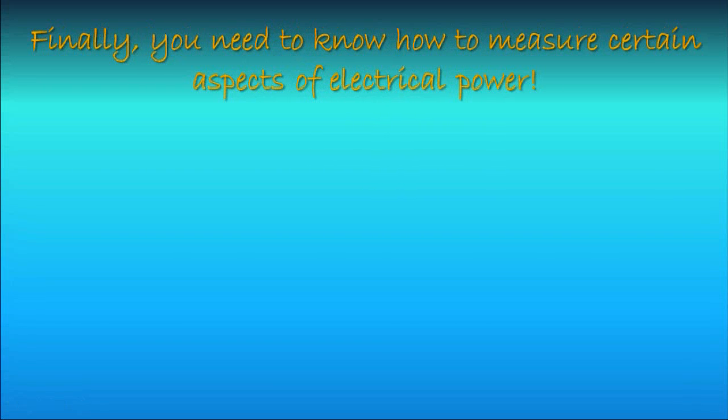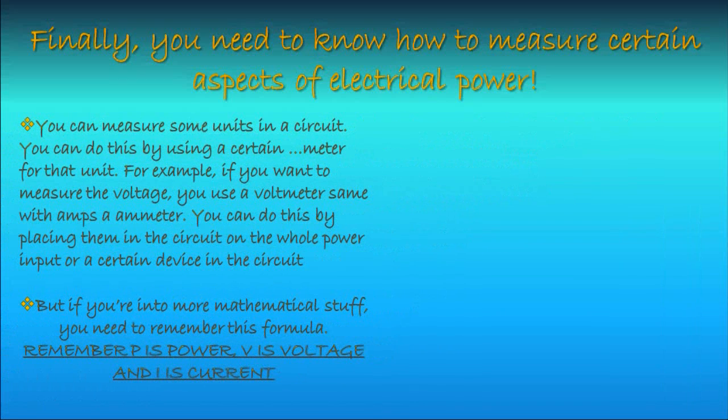Finally, you need to know how to measure certain aspects of electrical power. You can measure some units in a circuit by using a certain meter for that. For example, if you want to measure the voltage, you need to use a voltmeter. Same with the amps, an ammeter. You can do this by placing them in the circuit on the whole power input or a certain device in the circuit.